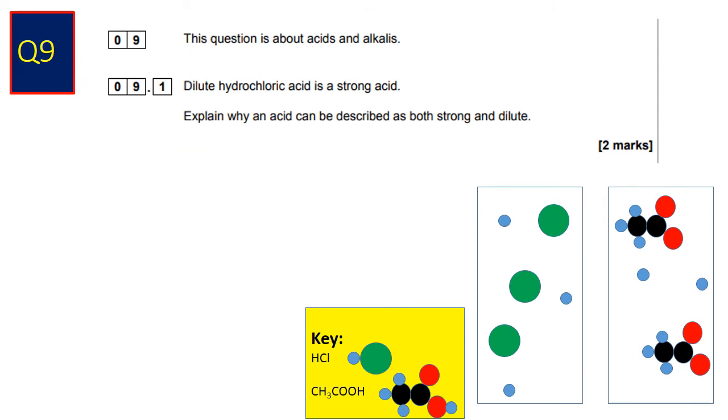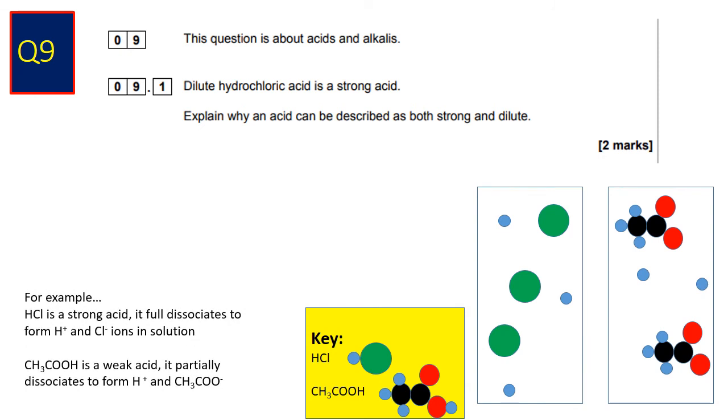So, this question is about acids and alkalis. That means it's relating to the C4 module, chemical changes. Dilute hydrochloric acid is a strong acid. Explain why an acid can be described as both strong and dilute. Whether an acid is strong or weak refers to its ability to dissociate or ionize in solution. And whether an acid is dilute or concentrated refers to how much of the acid is present in a given volume of liquid. So, hydrochloric acid is a strong acid.